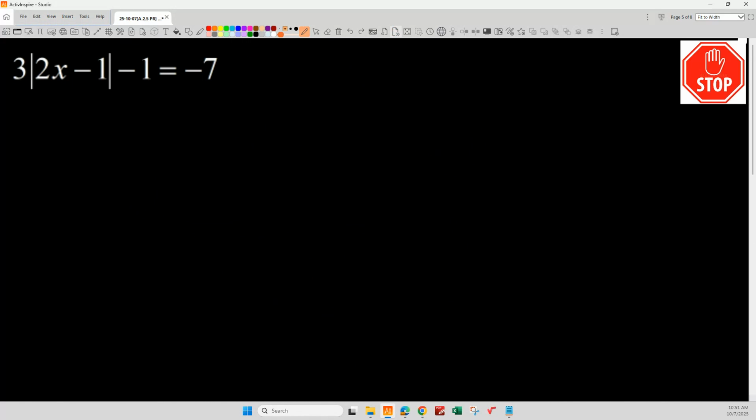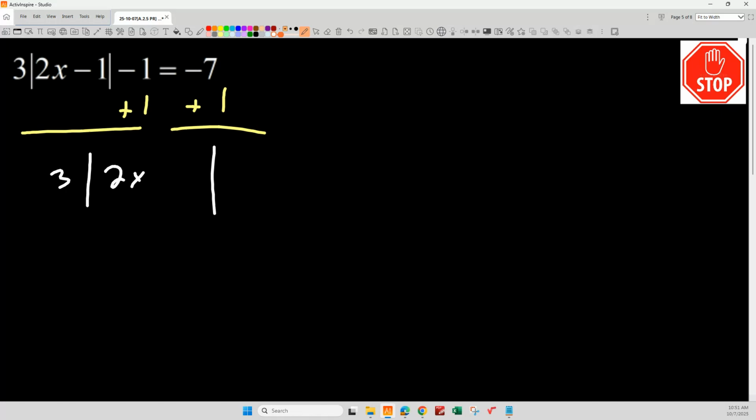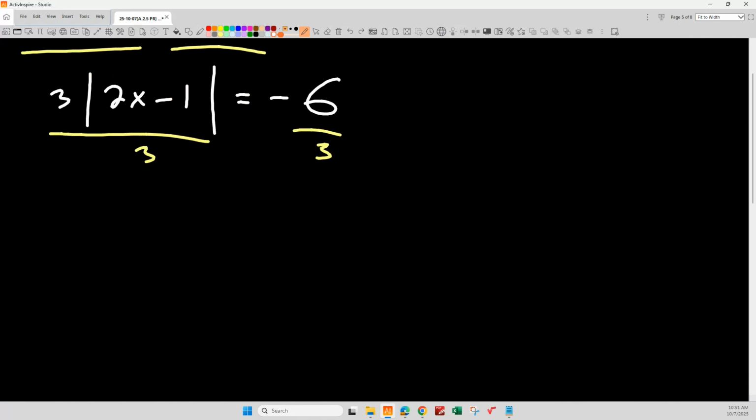Okay, what about this guy? Add 1. I agree. Okay, so we add 1 to both sides. I get 3 times the absolute value of 2x minus 1 equals negative 6. Now what? Divide by 3. And that gives me the absolute value of 2x minus 1 equals negative 2. Okay, now what?